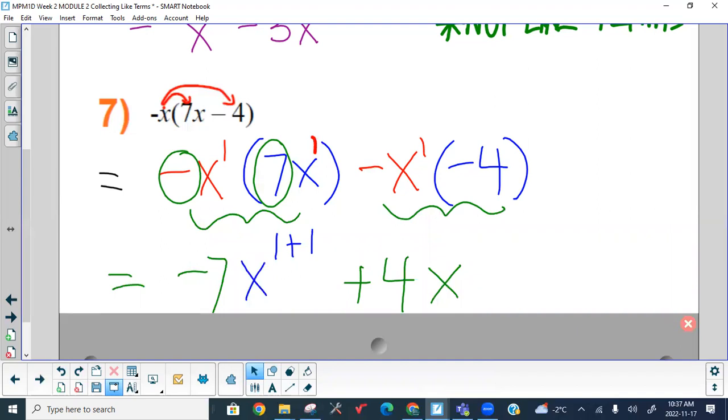And negative x to the power of 1 and negative 4 gives times negative 4, gives me positive 4x.